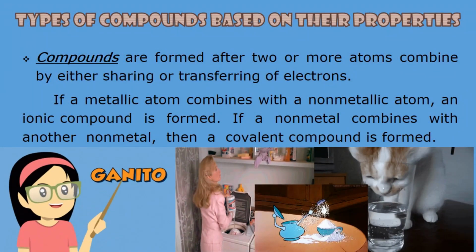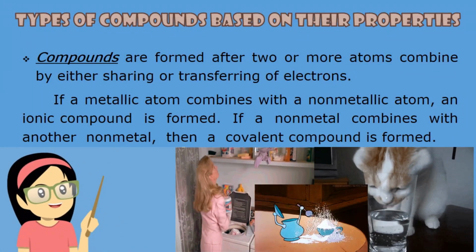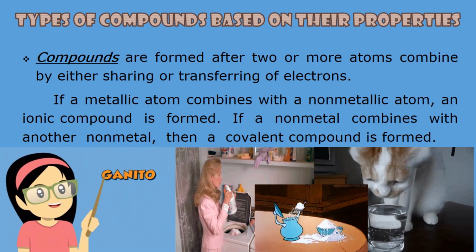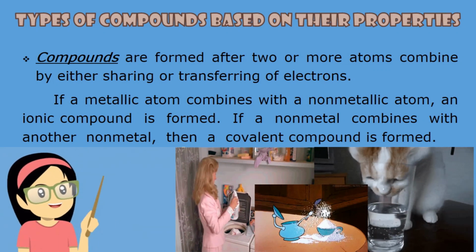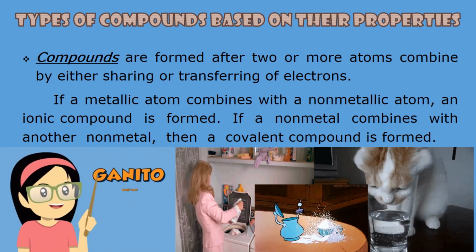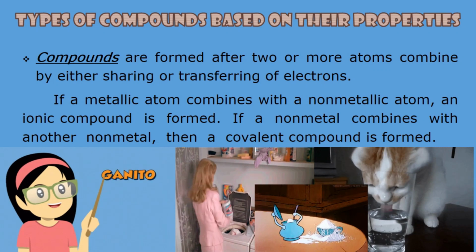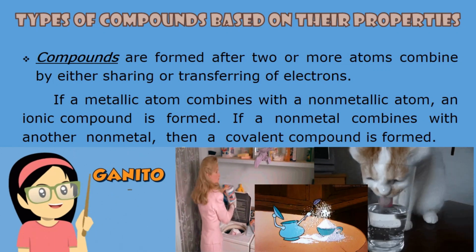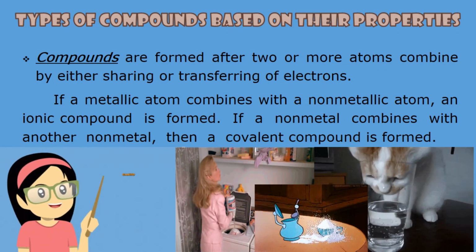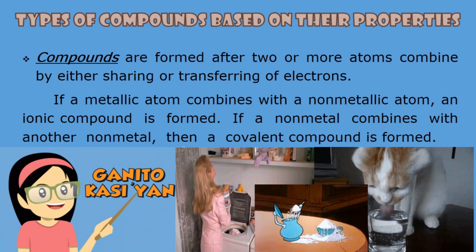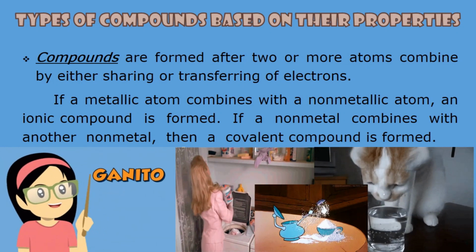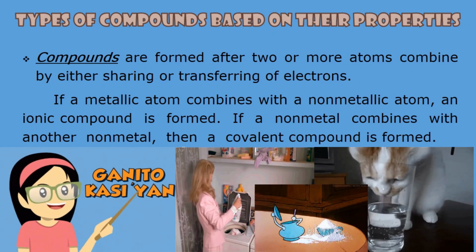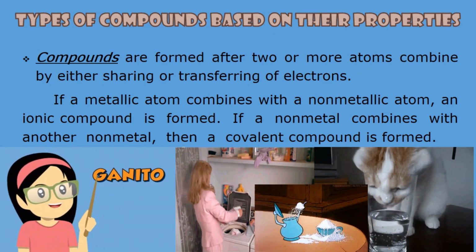Types of compounds based on their properties. Compounds are defined as formed after 2 or more atoms combine by either sharing or transferring of electrons. If a metallic atom combines with a non-metallic atom, an ionic compound is formed. If a non-metal combines with another non-metal, then a covalent compound is formed.